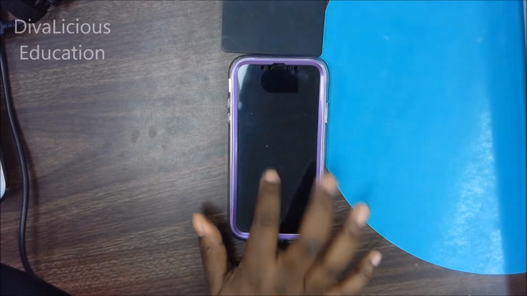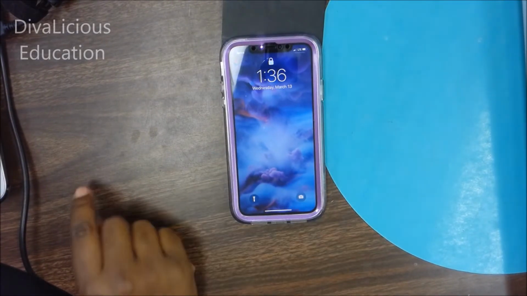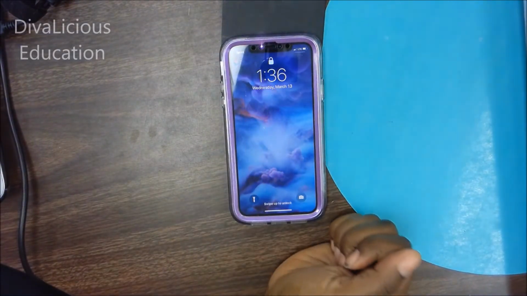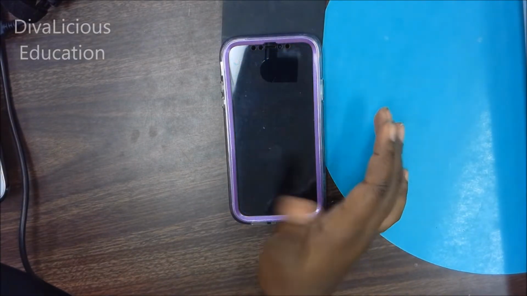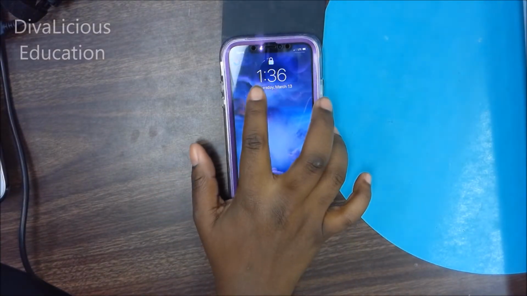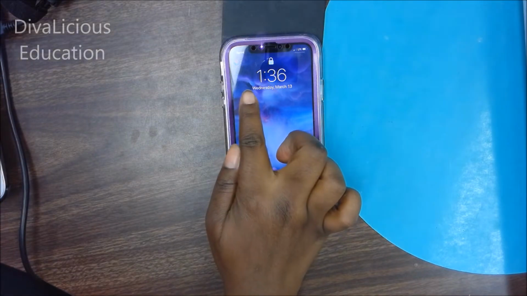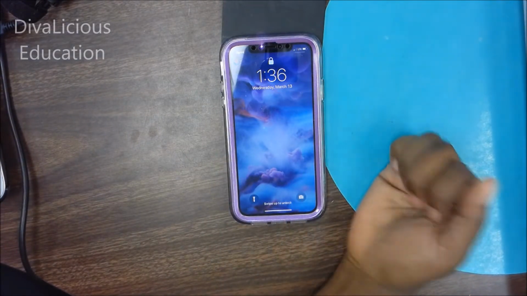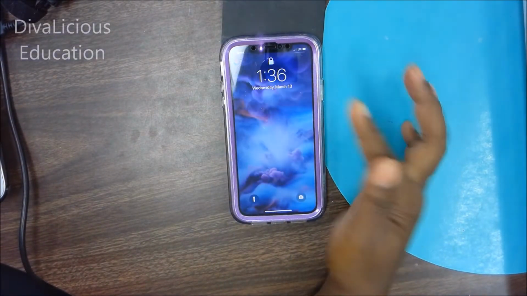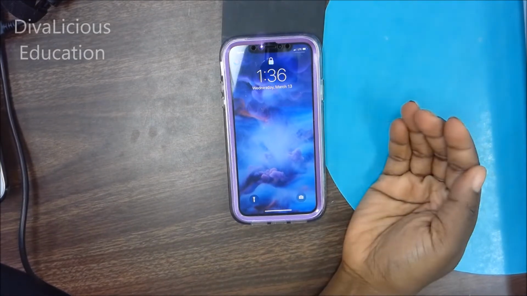One type of clock is called a digital clock, and here's an example of a digital clock, like on my phone. A digital clock simply uses numbers to tell the time, and the way we read the numbers is we look at the hour, which is the number before the colon. So it's 1, and then we read the numbers behind it like a 2-digit number, 36. So this time would be 1:36.